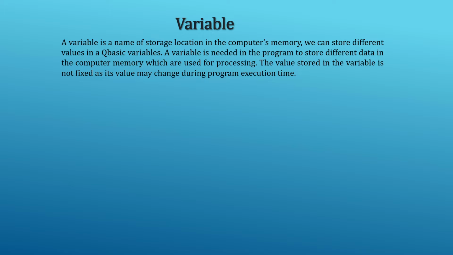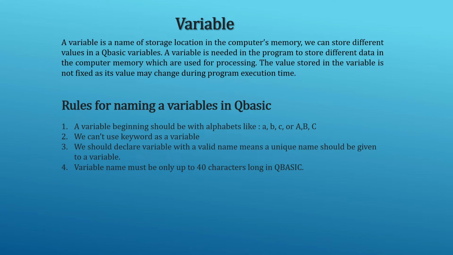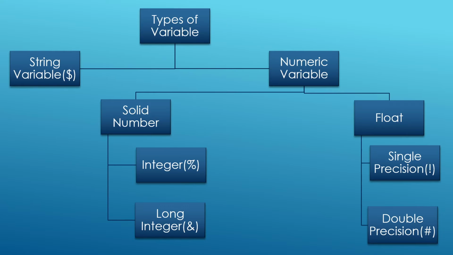The value stored in the variable is not fixed. It may be changed during the program execution time. The rules of the variables are: a variable should begin with an alphabet letter like A, B, C, D, and we cannot use a keyword as a variable. We should declare the variable with a valid name, meaning a unique name should be given to the variable. A variable name must be up to only 40 characters in QBasic. We can use only characters like hash, percentage, dollar sign, and exclamation mark for declaring a variable. The variable names are not case sensitive.